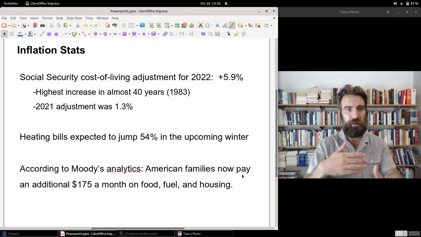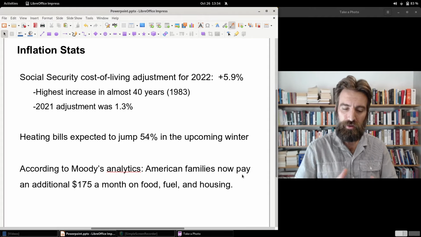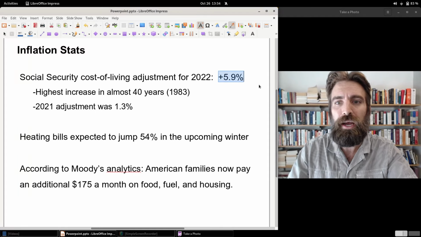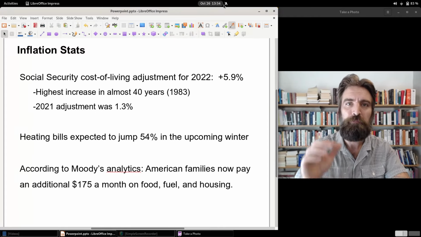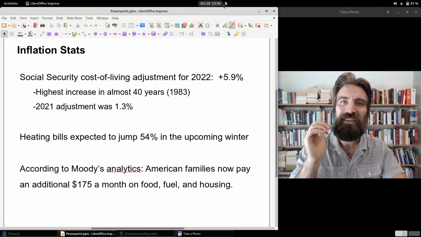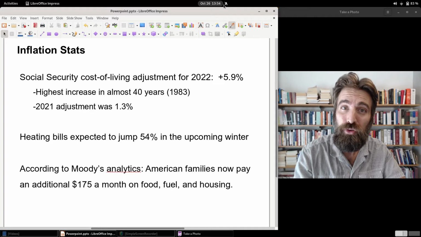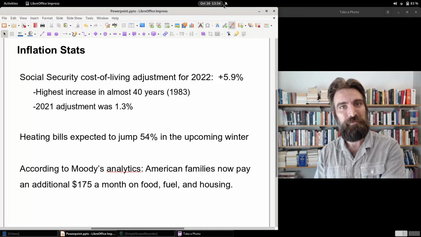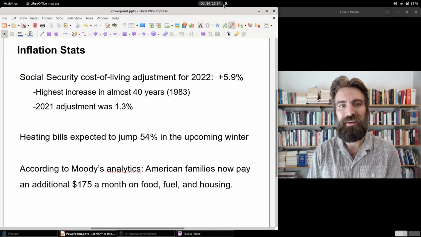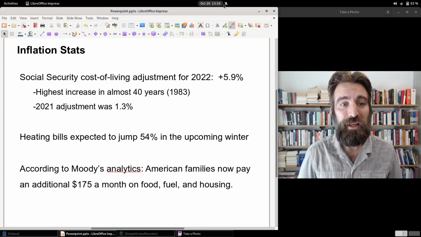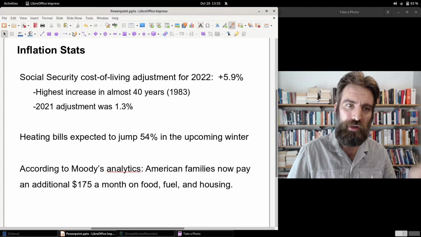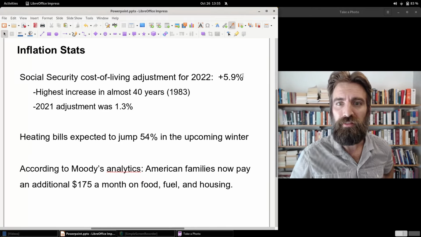Every year, Social Security does a cost of living adjustment to adjust for inflation. They announced recently that the cost of living adjustment will be 5.9%. That is the highest increase in the Social Security cost of living adjustment since 1983. That's before yours truly was born. Okay? Last year, for the present year, the adjustment was only 1.3%. So 5.9%, that's a huge adjustment.